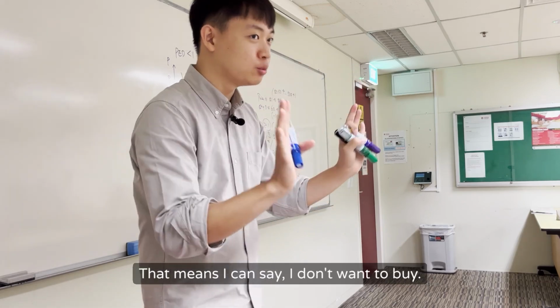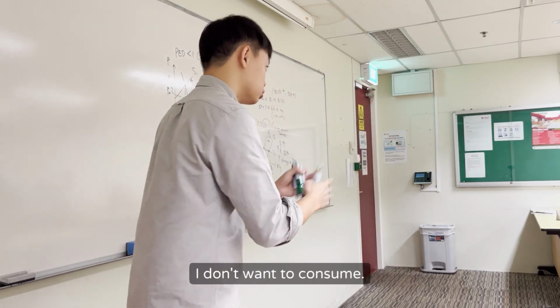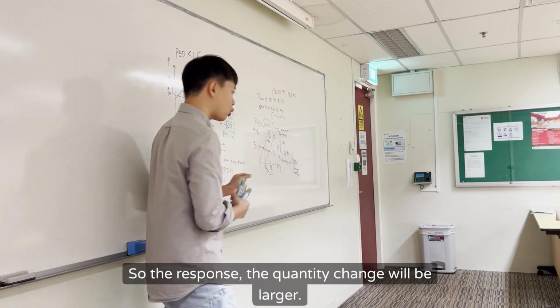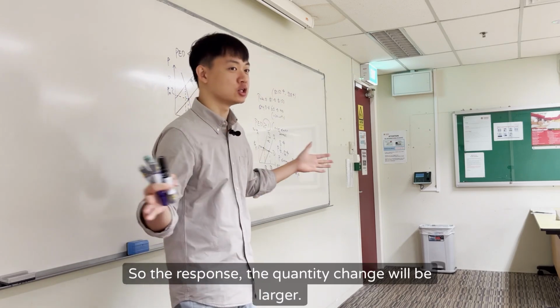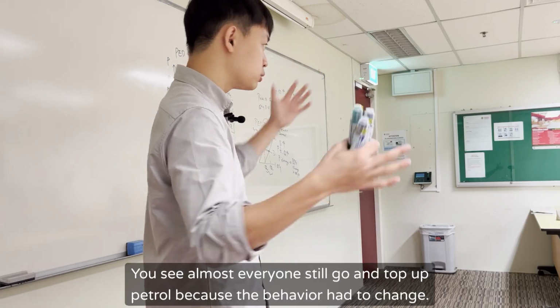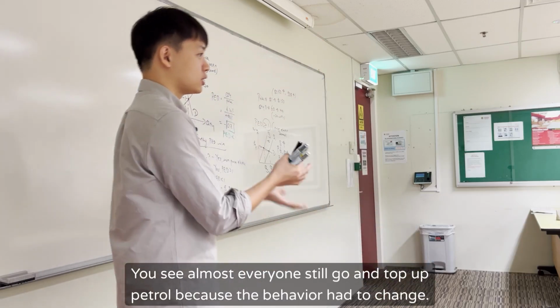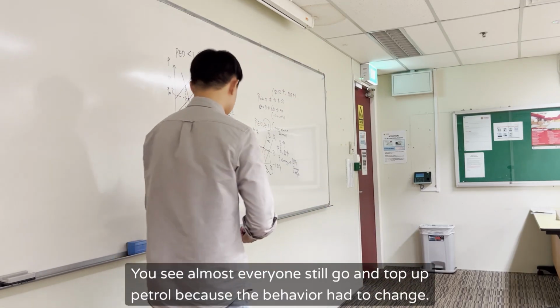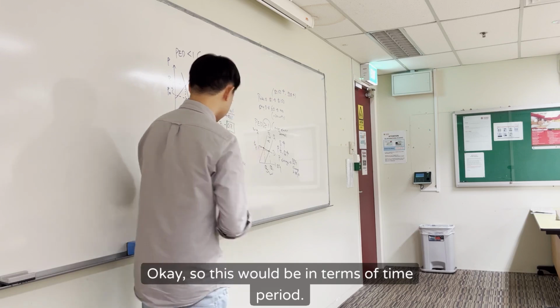That means I can say, I don't want to buy, I don't want to consume. So the response, the quantity change, will be larger. But whereas if it's tomorrow, then the prices increase, you see almost everyone still goes and tops up petrol, right? Because the behavior had to change. Okay, so this would be in terms of time period.